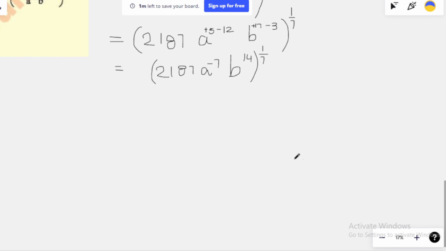Now what we do know is that when we have numbers which are being multiplied and they are raised to a power, we're going to distribute that power on each of the terms, each of the elements. So this power will be distributed on all of them. So 2187 raised to the power 1 over 7, then a raised to the power minus 7 raised to the power 1 over 7, and b 14 raised to the power 1 over 7.